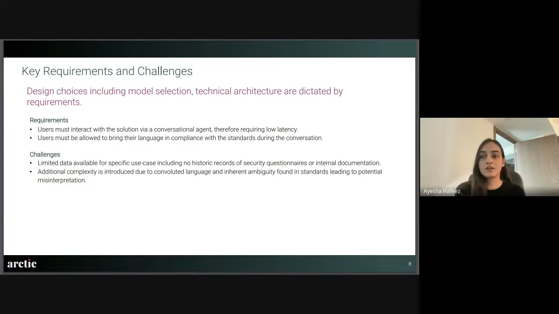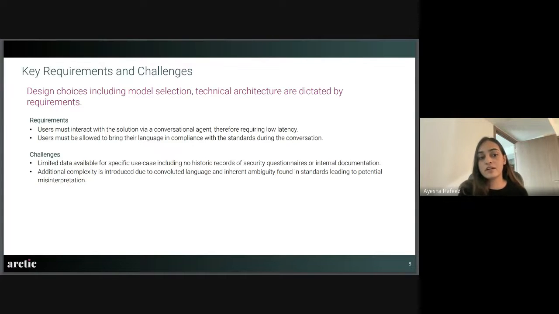There are a few key requirements that the client had set up for us before we started implementation. They wanted their users to interact with a conversational agent when filling out the security questionnaire, but they also wanted it to be interactive, such that the clients were able to bring their language into compliance while they're telling the conversational agent how they implement their security practices.